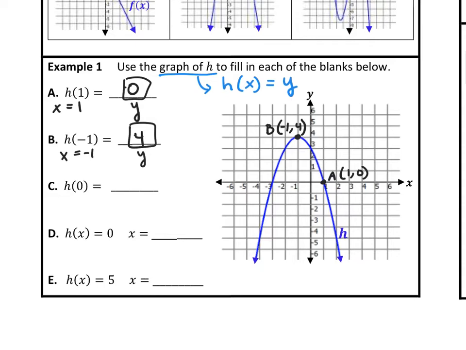Okay, let's try it again. For letter C, x equals 0. So the question is, what is my y value going to be? So let's go on the x-axis and look for 0. And 0 is right here on the x. And if I scan up or down, where do I see the graph? The blue line is right here. So I'm going to label this point C. And the location of this point is x equals 0, 3. So my y value is 3.